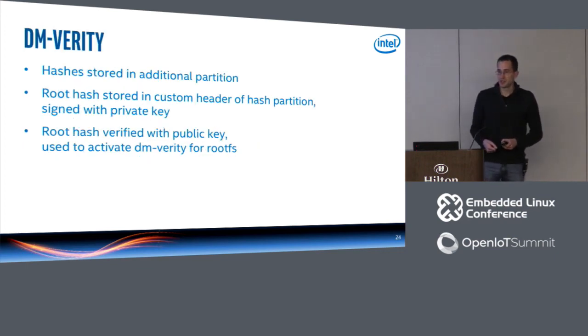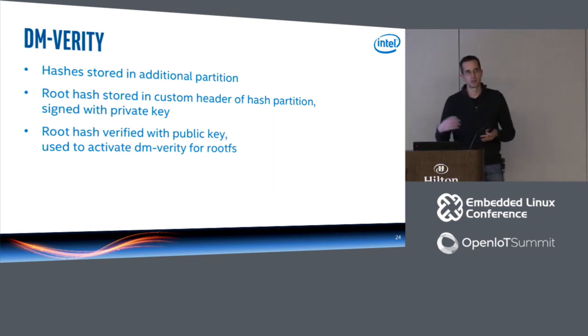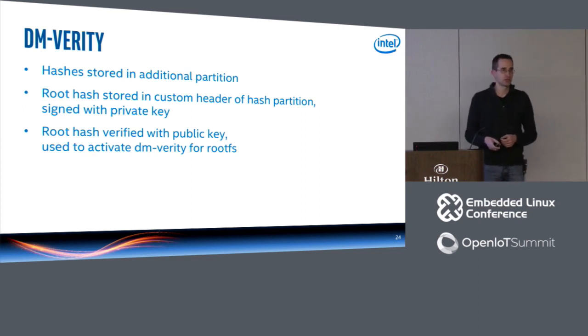dm-verity, yeah, as I said, we need to have the hashes. That's comparatively to the root partition small, but it's still some space. And we have a root hash. The specific setup that I've used is that there is a second partition in addition to the root partition where the hashes are stored, and there's some reserved space at the beginning where I'm putting basically a custom header with a root hash, and I'm signing that root hash using OpenSSL.